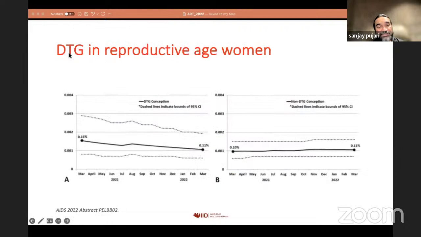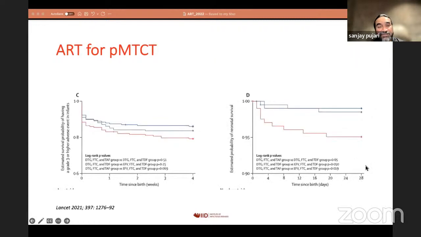The other issue, in special populations, is neural tube defects, which were previously of major concern in reproductive age women with dolutegravir. But current data suggests that the risk of neural tube defects is equally very low, as with non-DTG conception. So in women of reproductive age group, you don't really need to worry about DTG, though you can have a discussion with the women of this possibility of NTDs if they conceive on dolutegravir.